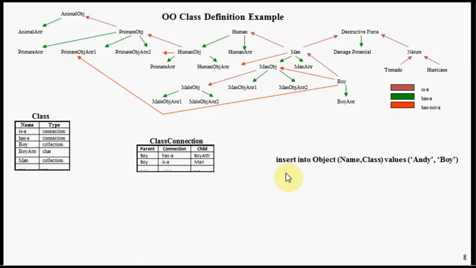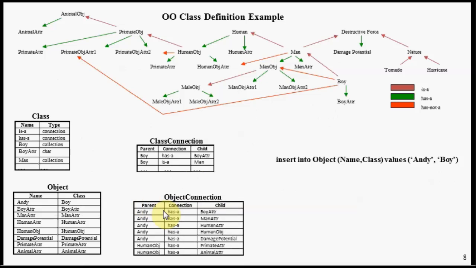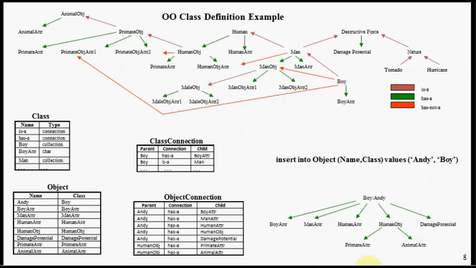Okay, now let's look at what happens when we want to instantiate this particular node here, a boy. We're going to instantiate this boy and call this instantiation Andy. And what is going to happen behind the scenes is Tcsql is going to figure out all of the particular properties that need to be inherited here, and it will populate appropriate object and object connection tables. And these 2 tables will represent an object graph that looks like the following here.